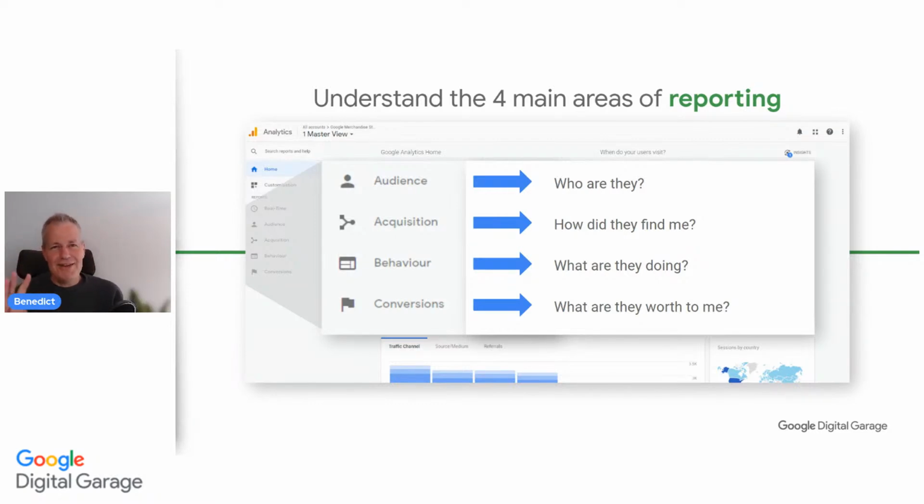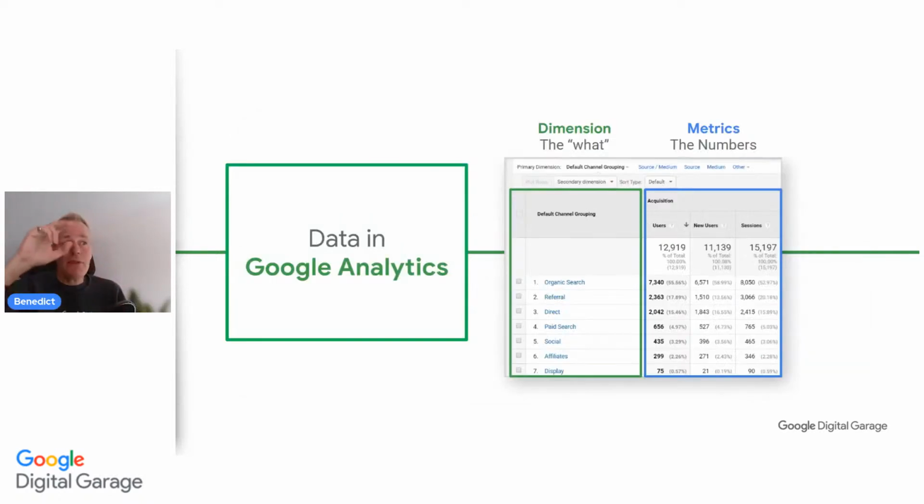So the four main areas of reporting. Audience: who are they? Acquisition: how do they find me? Behavior or engagement: what are they doing? Conversions or monetization: what are they worth to me? Are they coming back? Or actually, are they following through and buying? In other words, sorry.